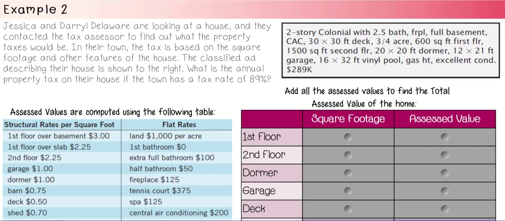So in this second example, we're going to figure out how you figure out what the annual property tax is on the house that they're looking at. So Jessica and Daryl are looking at this house, and on the right you see the classified ad that describes the house. And in their town, tax is based on the square footage and other features of the house. So looking at the classified ad, we're going to use that to assess the value of the house. And then we want to determine what is the annual property tax on their house if the town has a tax rate of 89%.